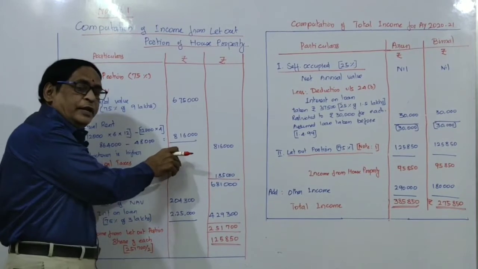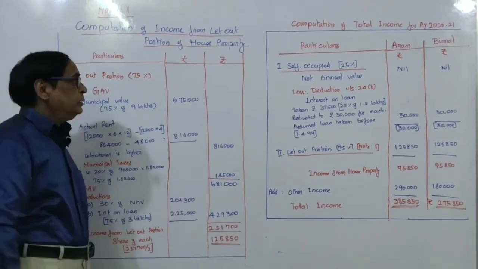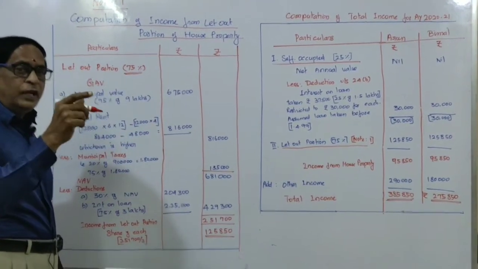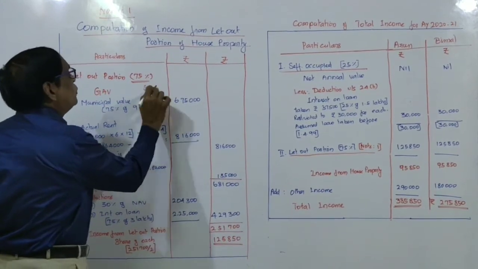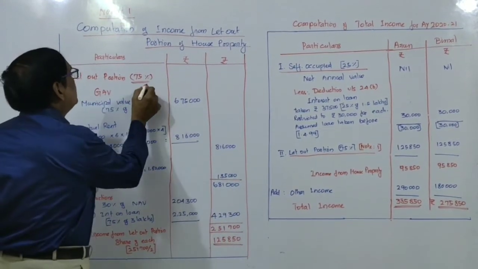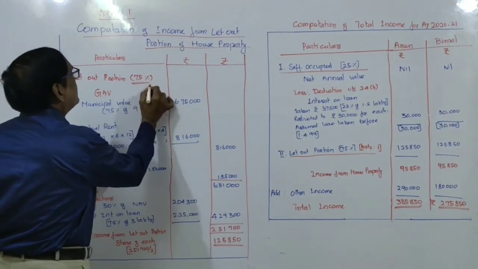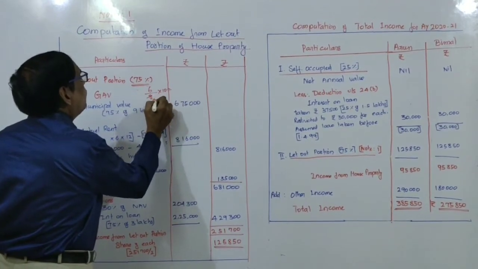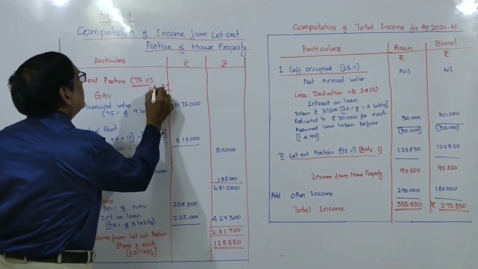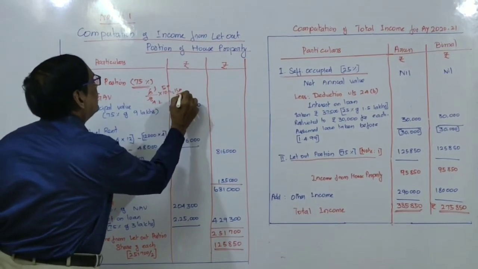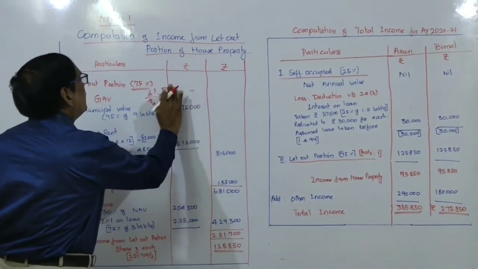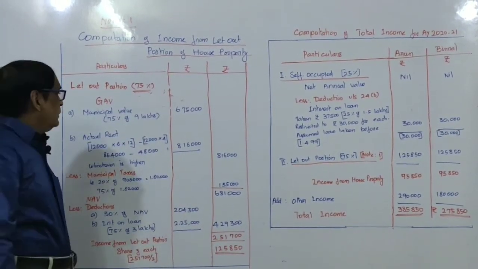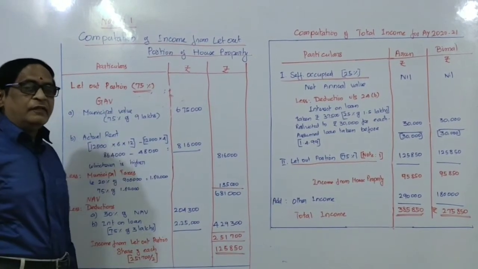So now we are calculating the income from house property for the let-out portion. The let-out portion is 75% because 2 houses out of 8 houses are self-occupied, so 6 units are let out. So 6 divided by 8 into 100, that is 75%. And then for the 75% let-out portion we have to find out the gross annual value.